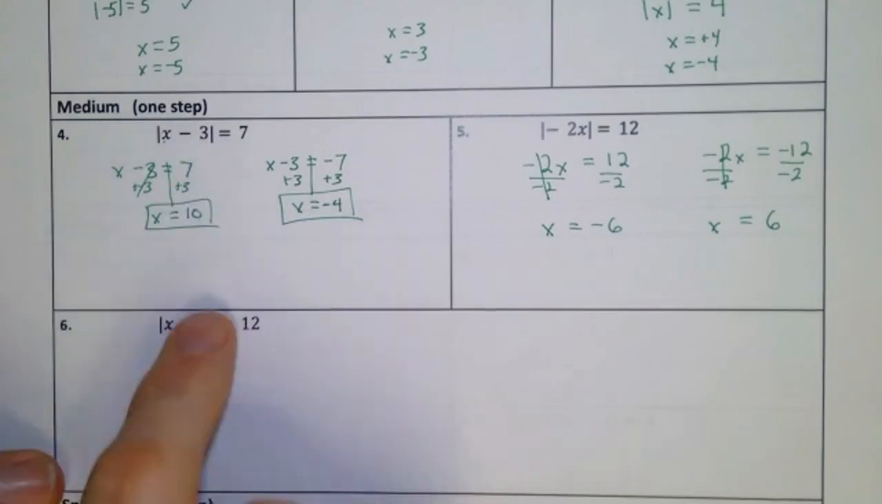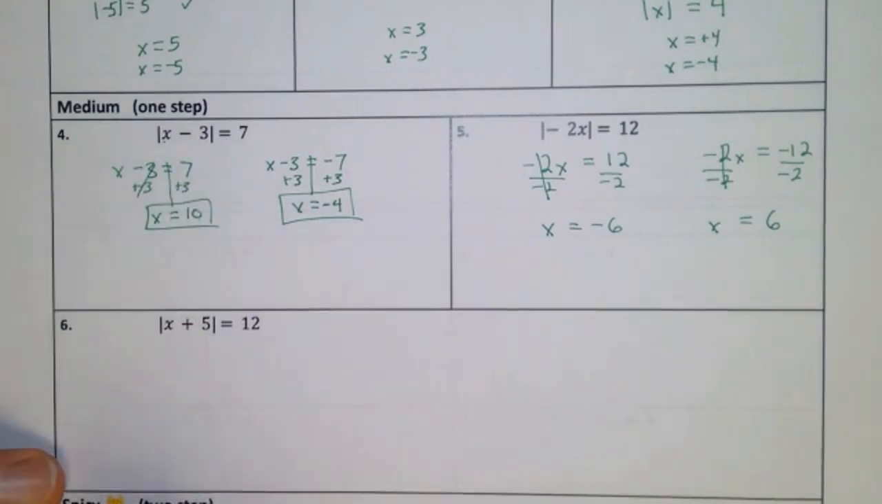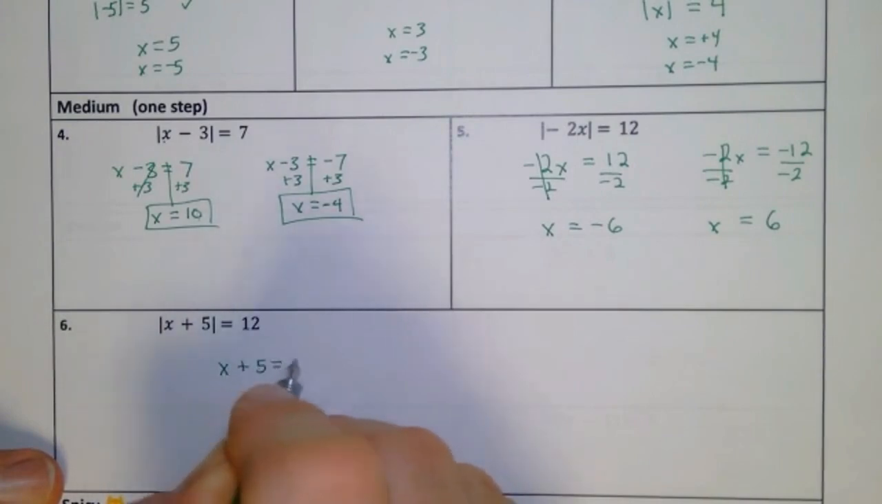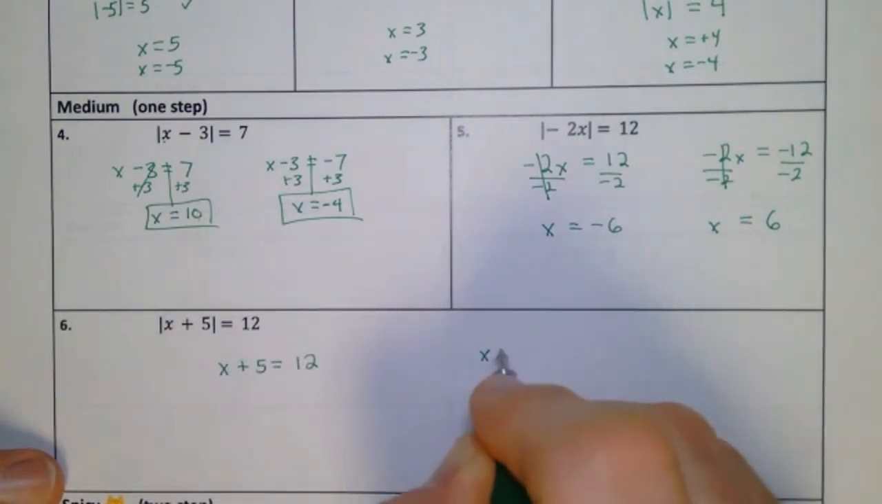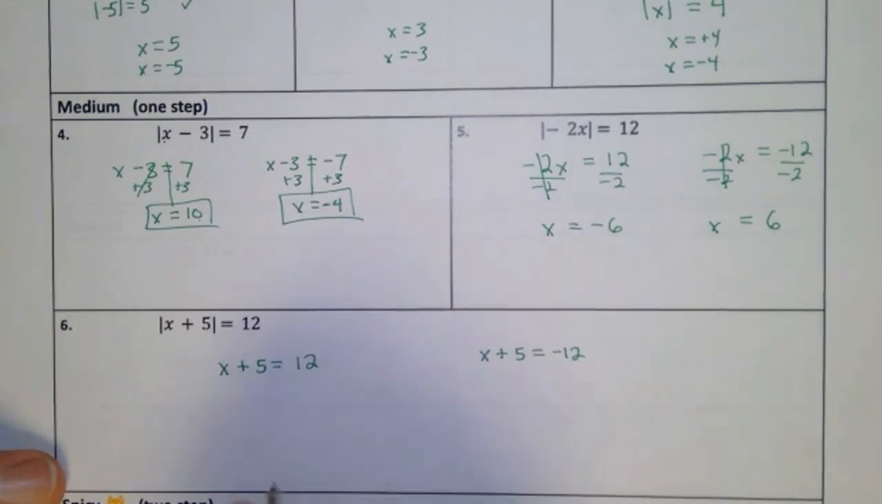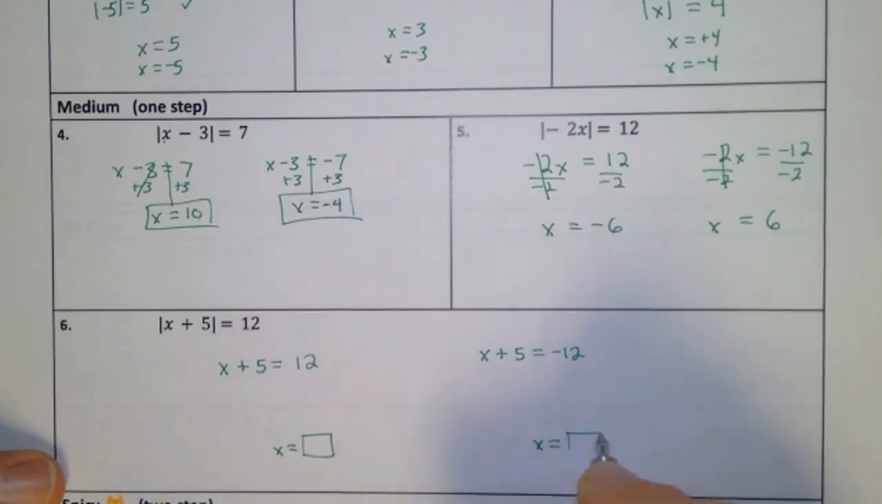But as soon as you start seeing addition and subtraction, things change. I'm going to set this one up, but I'm not going to do it. So x plus 5 equals 12, and x plus 5 equals negative 12. Show me you can get that answer. I want to know what it is. X equals blank, x equals blank. It should not be the same number.